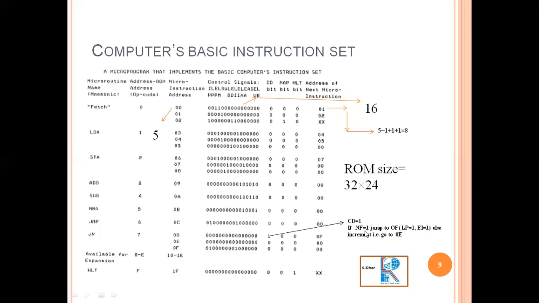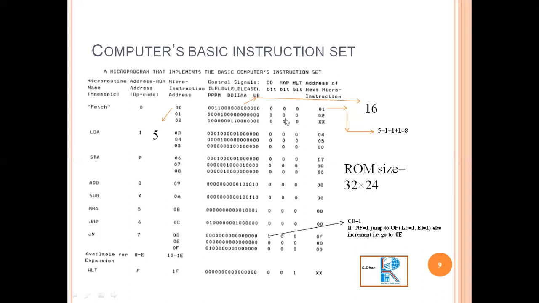But if CD is 1 and NF is 0, what happens? It will increment. Increment means here the address is 0D, it will increment. That means the address will be 0E. So here we can see three conditions from the total ROM.